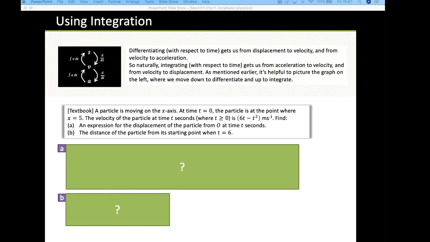A particle is moving on the x-axis. At time t equal to 0, the particle is at a point where x is equal to 5. So that's the initial state that I was just talking about. The velocity of the particle at time t, where t is greater than 0, that makes sense because time is always positive, is 6t minus t squared meters per second. So that's the velocity. Find an expression for the displacement of the particle from 0 at time t seconds, and find the distance of the particle from its starting point when t is equal to 6.